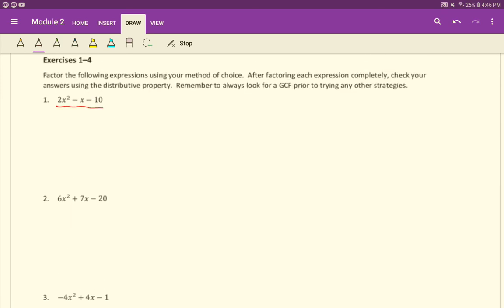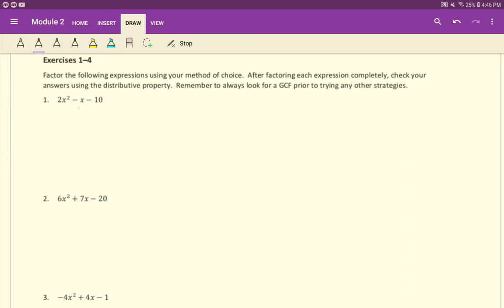So again, looking at this, we're asked to factor, right? Factor the following expressions using your method of choice. And then it says to check your answers using the distributive property. That means multiply it back together. So remember to look for a GCF, right? Looking at this, do we have a GCF? Is there anything that divides all three? And the answer is no. So no GCF here. We have to proceed as normal.